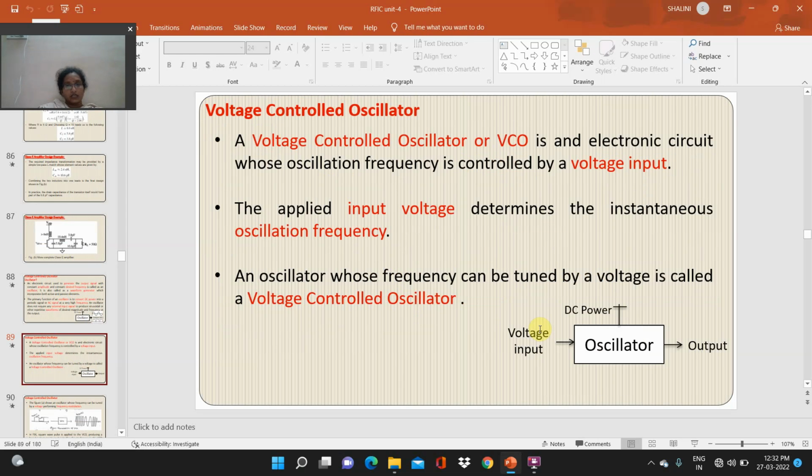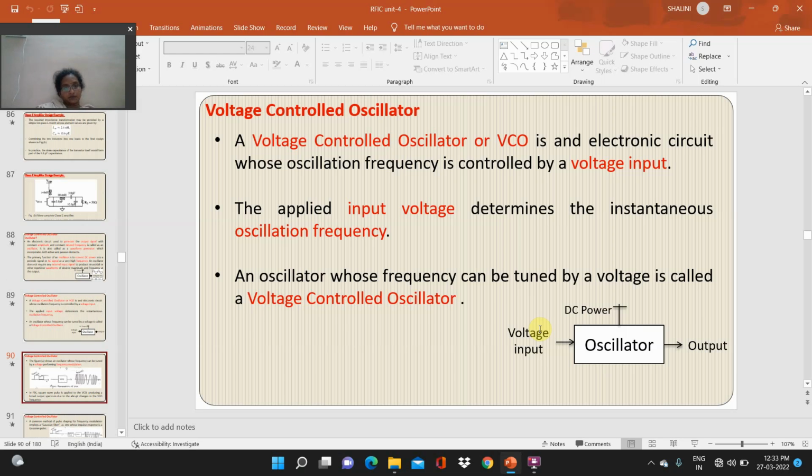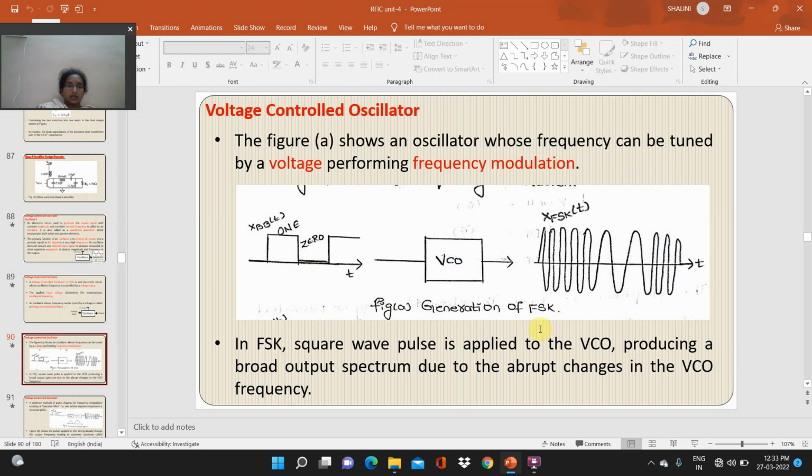And a VCO is an electronic circuit whose oscillation frequency is controlled by a voltage input. The applied input voltage determines the instantaneous oscillation frequency. An oscillator whose frequency can be tuned by a voltage is called a VCO. Voltage input, DC power, giving the AC output. Figure A shows the oscillator whose frequency can be tuned by a voltage performing frequency modulation.